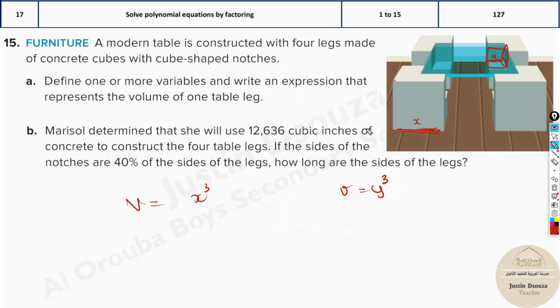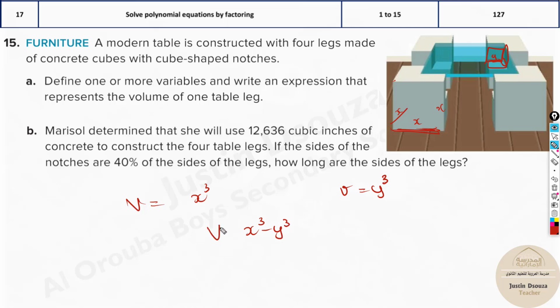It will be y cubed, because a cube's volume is given by x multiplied 3 times. If it was area, just multiply 2 times, you get the surface area. Cube is multiplying by 3 times. So this is the volume of the cube and this is the notch. How do we find the expression that gives the volume for one column or the leg? That would be basically x cube minus y cube.